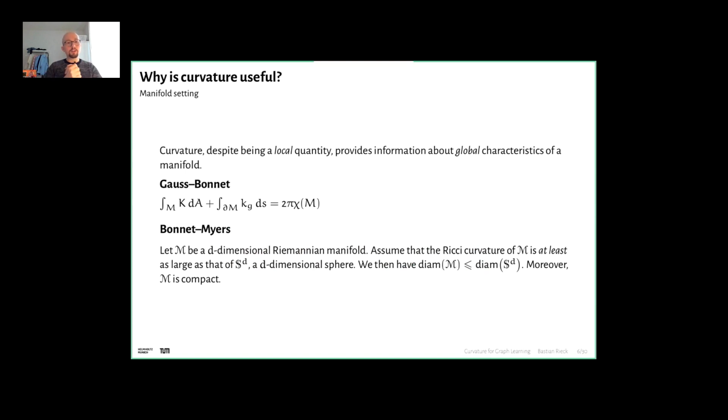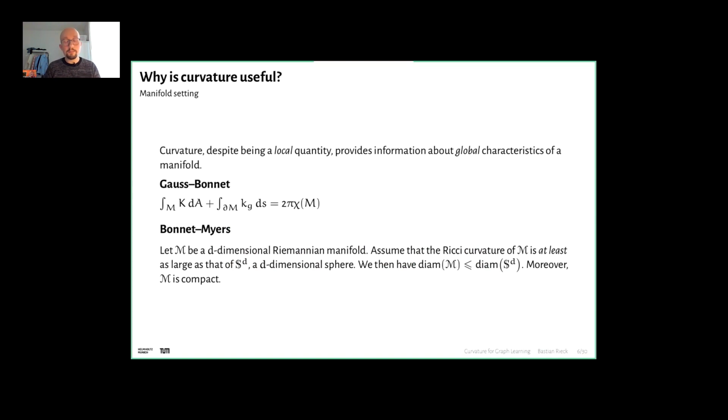Now, why is curvature actually useful? If you already work in curvature, then feel free to ignore this, but I want to give an inkling for those of us that are not directly familiar with the field. There are certain things that were mind-blowing for me when I first learned about them. In the manifold setting, we can use curvature, which is a local quantity, to nevertheless provide information about the global characteristics of a manifold. There's the famous Gauss-Bonnet theorem, which essentially relates an integral over curvatures, and over the boundary, to a purely topological characteristic, namely the Euler characteristic of this manifold.